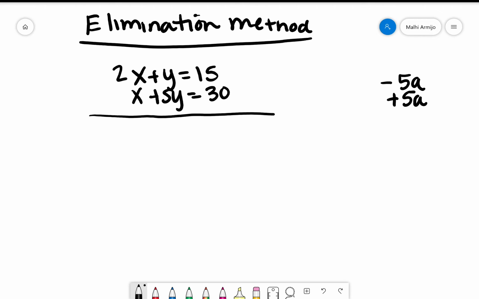Looking at my x coefficients, one of them is a 2, one of them is a 1. And on the y's, I have a 1 and a 5. So you're going to have to decide, let's say we're working out the y's, if you want to make the top coefficient into a 5 or the bottom one into a 1. If we were trying to cancel out the x's, then I either have to make the bottom one into a 2 or the top one into a 1.